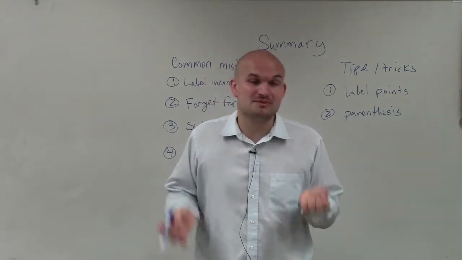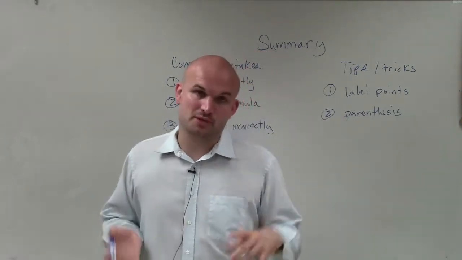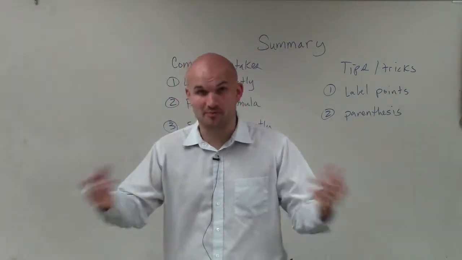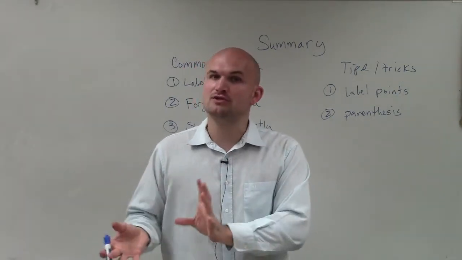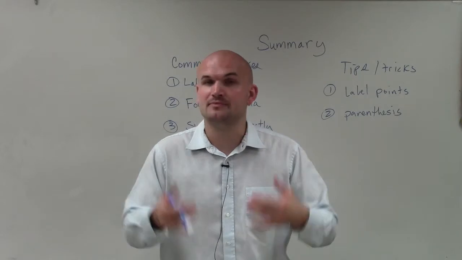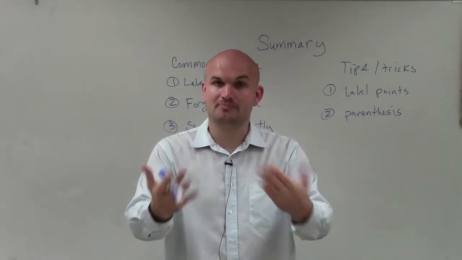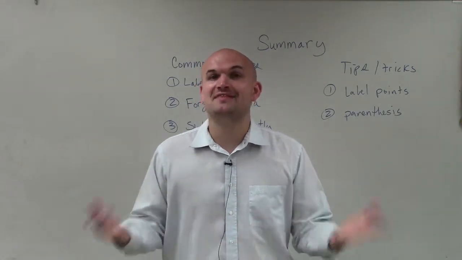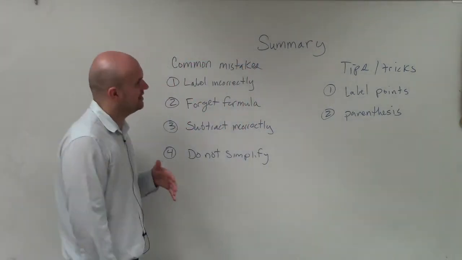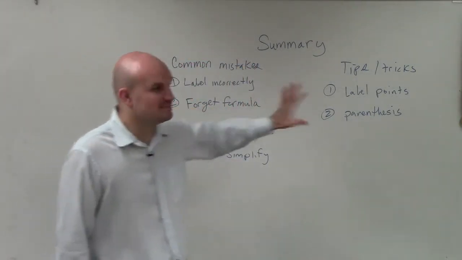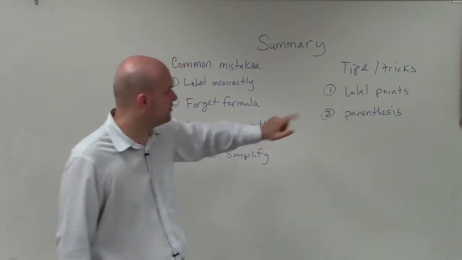To find the slope between the 2 points, the first thing we want to do is label the points: x1, y1, x2, y2. Then plug those values into the formula, subtract them, or apply the operation, and then go ahead and simplify. From that process, let's take a look at some tips and tricks.